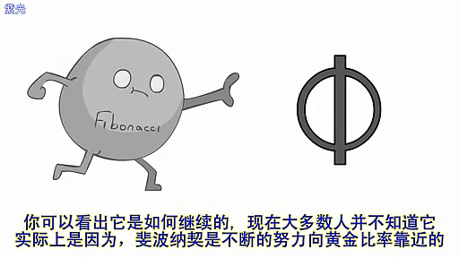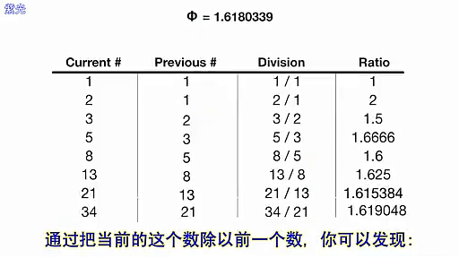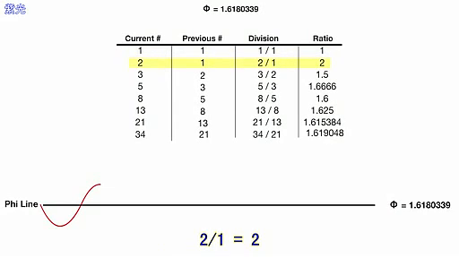Now, what most people don't know about Fibonacci is that it actually continually strives closer and closer to the phi ratio. By dividing the current number into the last, you can see this happening. 1 into 1 is 1. Well, that's not close at all. 2 into 1 is 2.